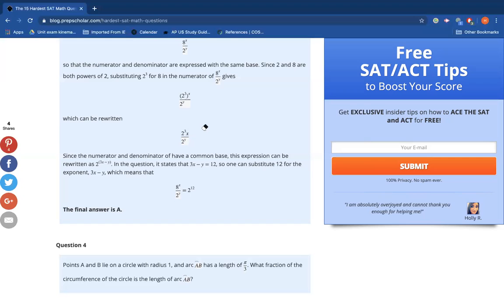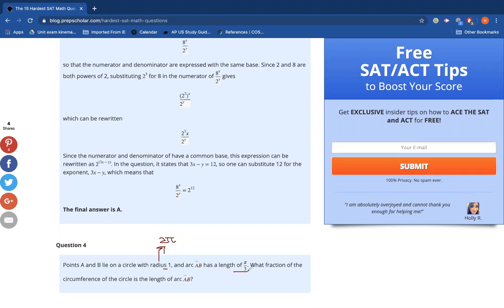Tell me when you both want me to explain. You ready? I'll wait for the other person too. Okay, yeah. This one isn't too bad either. Points A and B lie on the circle, say radius 1. Radius 1 means it's going to have the circumference of 2 pi r. R is just 1, so it's going to have a circumference of 2 pi.